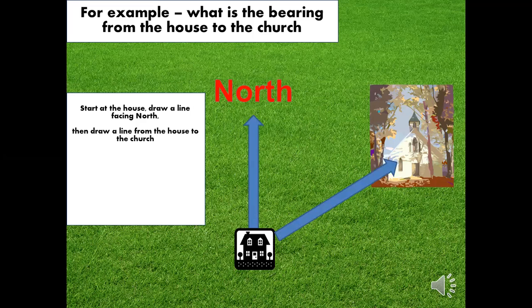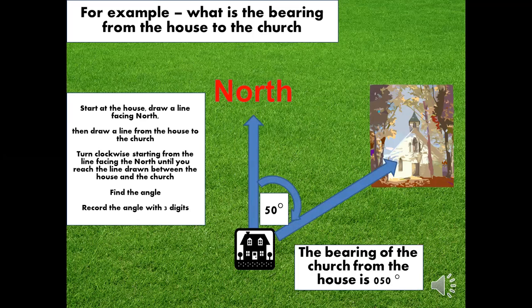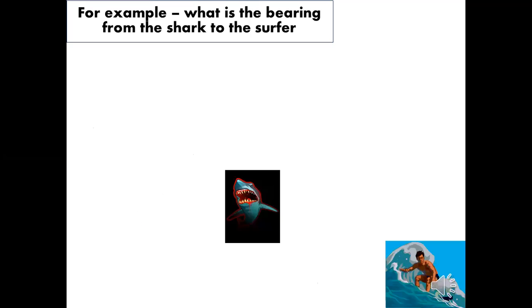My bearing is the angle that I will move from the north line till the line connecting the 2 points, this angle. But I have to move clockwise. So I always move clockwise when I get the bearing. So if I told you that this angle is 50 degrees, to write the bearing, I just write it as 3 figures. The bearing of the church from the house is 050 degrees.